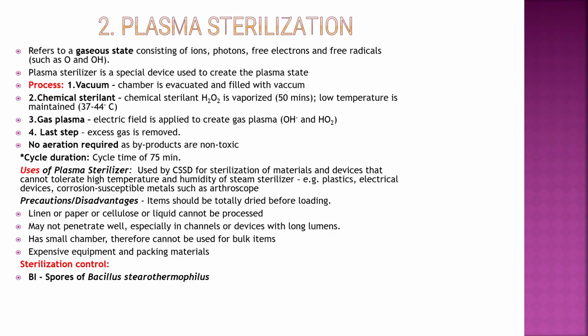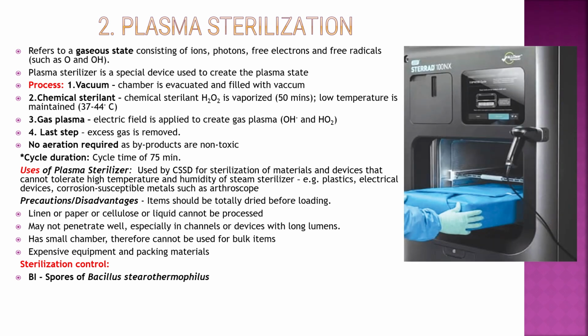Second is the plasma sterilization. So it is a gaseous state consisting of ions, photons, electrons and free radicals such as O and OH. It is the most commonly used device in the CSSD to create plasma state. So process: first vacuum is created, then second, chemical sterilant, that is H2O2, is vaporized for 50 minutes at low temperature, 37 to 44 degrees Celsius. Then gas plasma is produced by applying electric field. Last step: excess gas is removed. No aeration required because byproducts are not toxic.